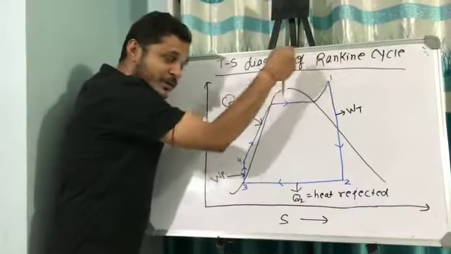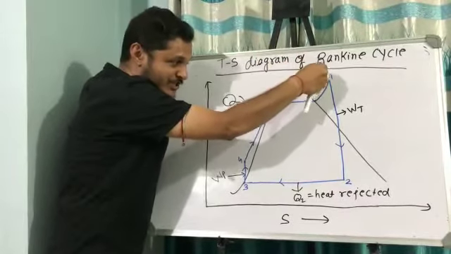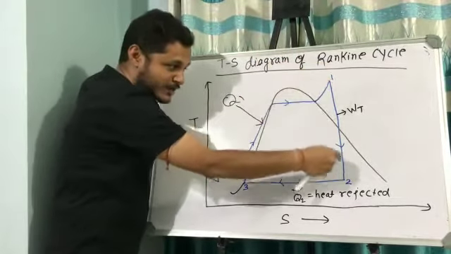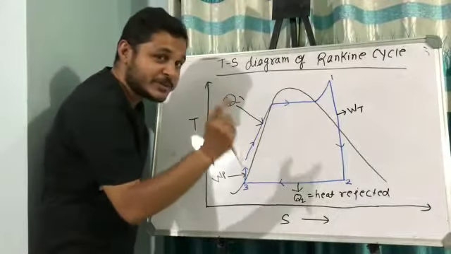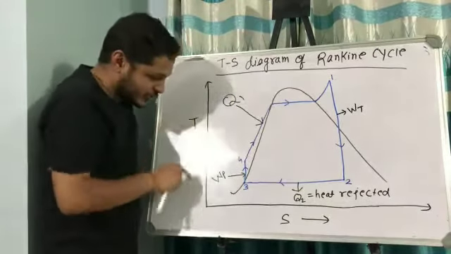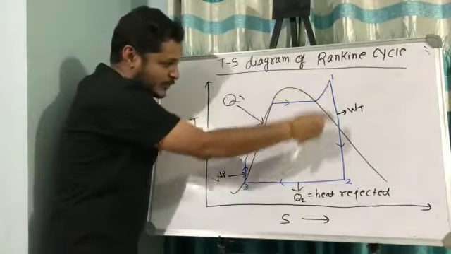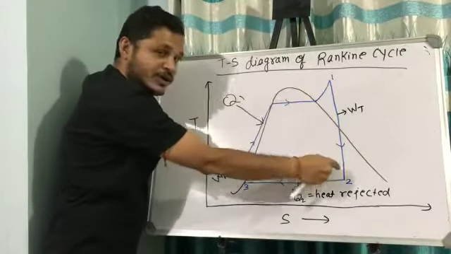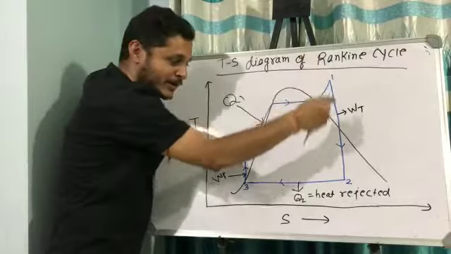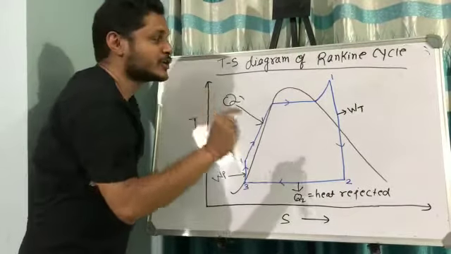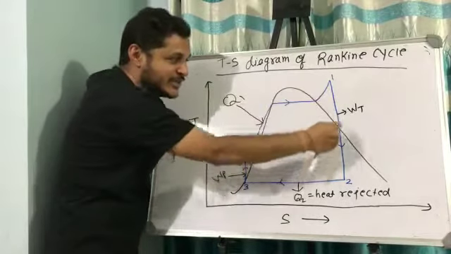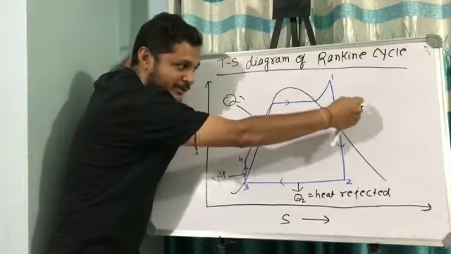In the turbine, what happens? Superheated steam is expanded. You can see from 1 to 2. How? Isentropically. When steam expands, the temperature is going to decrease. You can see point 1, point 2, temperature from T1 to T2, and T2 is less than T1. But entropy is constant. Why? Because it is an isentropic process. So steam expands and we get work output, shown by WT.